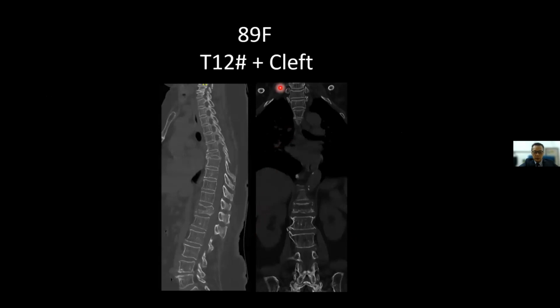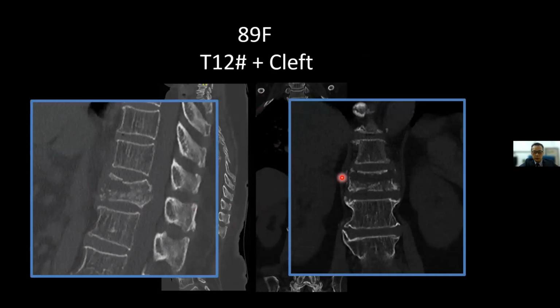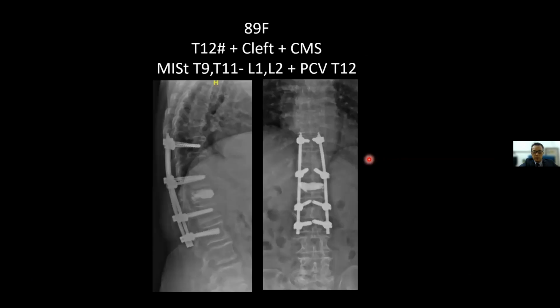So, for example, in this patient, 89 years old, you can see here she has a cleft. Okay, this is the cleft, confirmed on MRI, filled with fluid, high signal on T2. So we perform a cement vertebroplasty, and using small stab wounds, we perform a minimally invasive percutaneous stabilization with screws and rods.